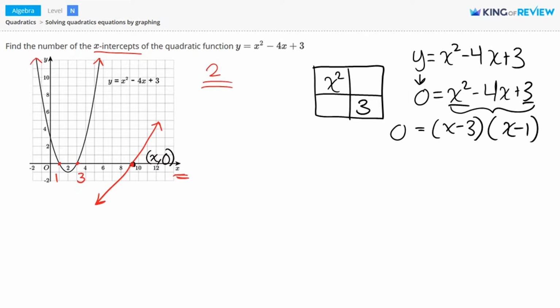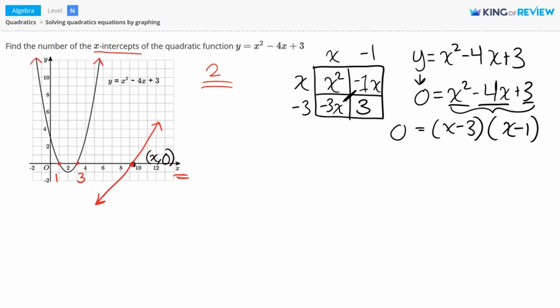And which two terms multiply together to give x squared? Well, x times x. And which two terms can multiply together to give 3? One option is -1 and -3. Filling out the remainder of the box, -3 times x gives us -3x, and x times -1 gives us -1x. If you add these two squares together, -3x plus -1x, you get -4x here. So that's how we got x minus 3 times x minus 1 by factoring.